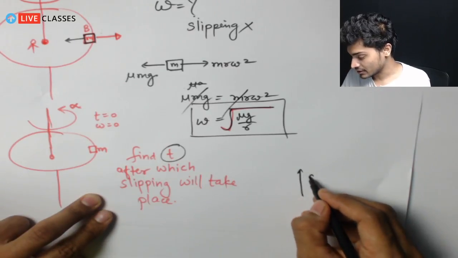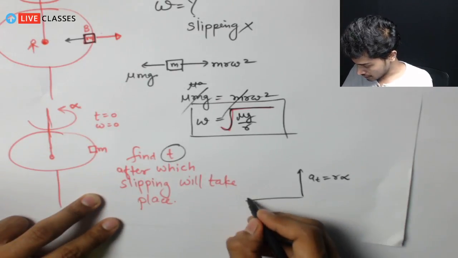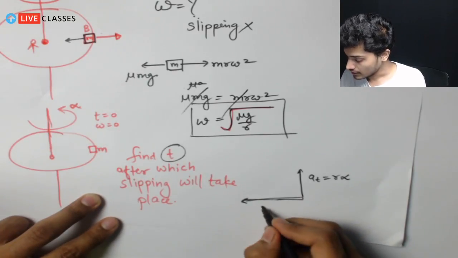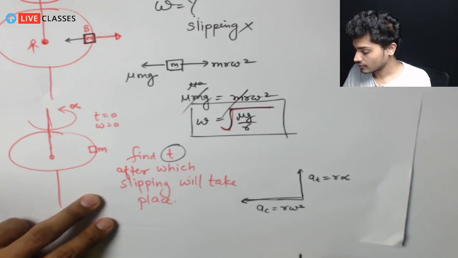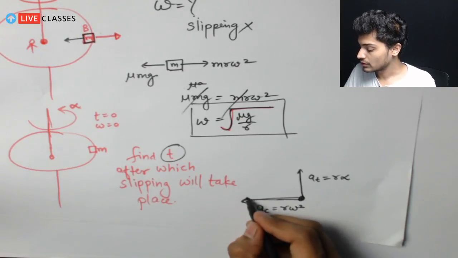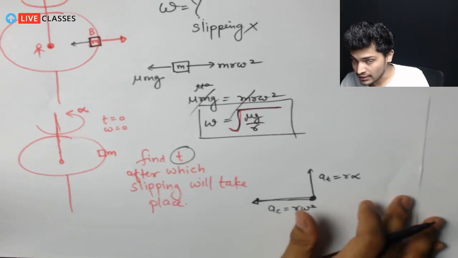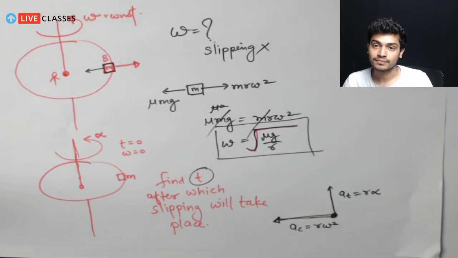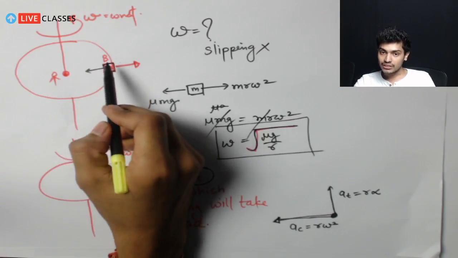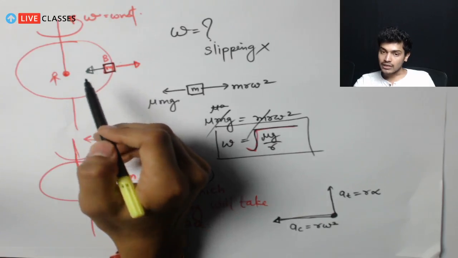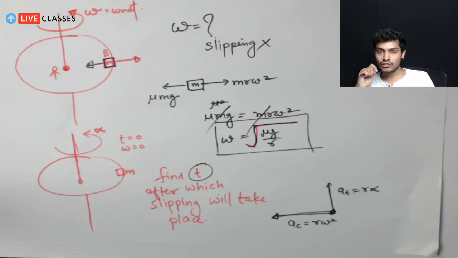The body will have some tangential acceleration, which is equal to r alpha, right? And it will also have some centripetal acceleration as r omega square. So in this case, in which direction will friction act? The most important thing is we have to find the direction of friction. So here we have seen that friction is acting towards the center, and how in this case will we decide the direction of friction?